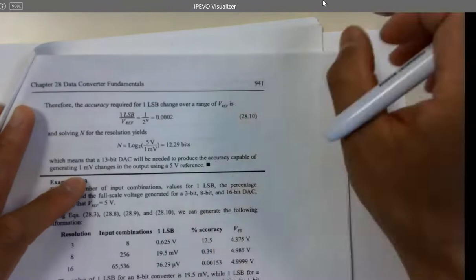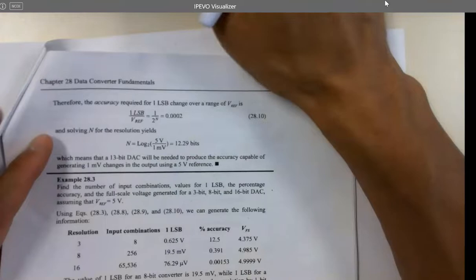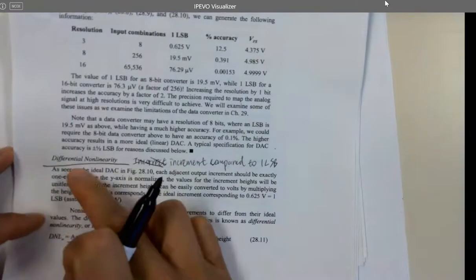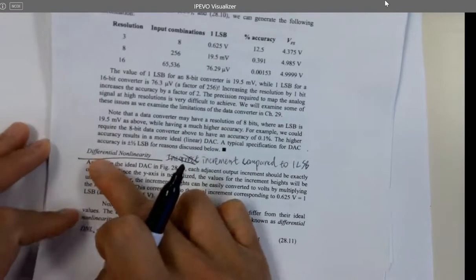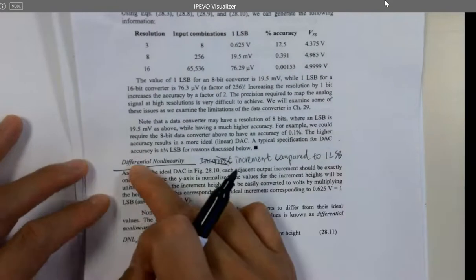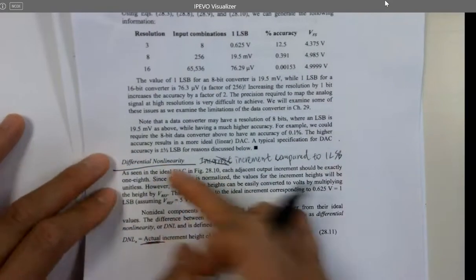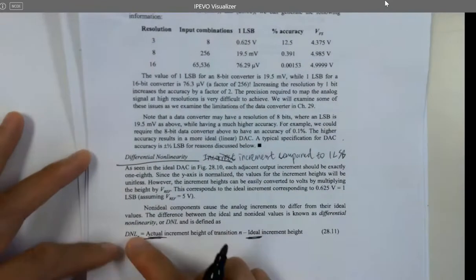Or something related to the homework assignments, which is DACs. How do you characterize DACs? If you look at the textbook, it's page 941 of Dr. Baker's book. Starting from here, that's one of the parameters you want to characterize for DACs. So differential nonlinearity, or DNL for short.